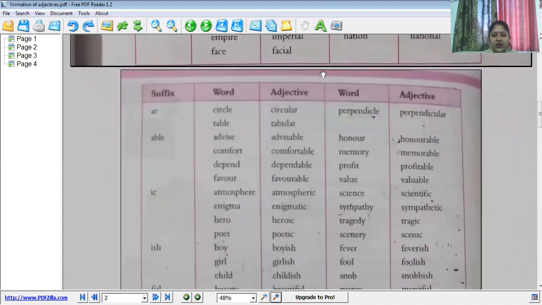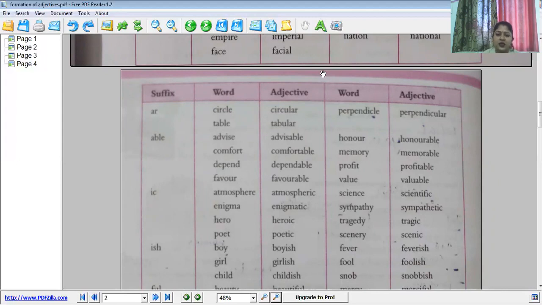AR. When do we use AR? So let's see this. Children, you can click photographs of this for your reference. When do you use AR? If the word is circle, circular; table, tabular; perpendicle will become perpendicular. Now, you see, when do we use ABLE? There are some examples given.